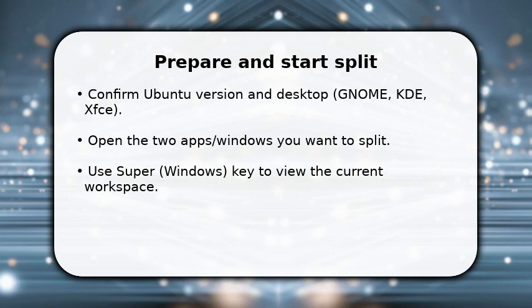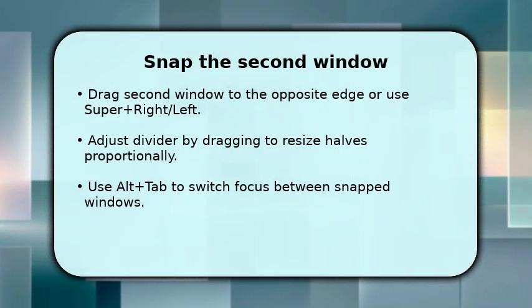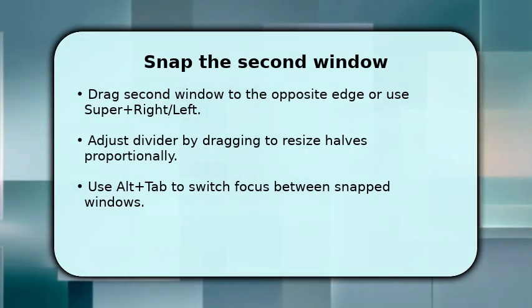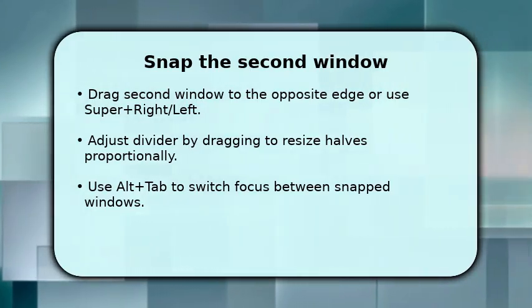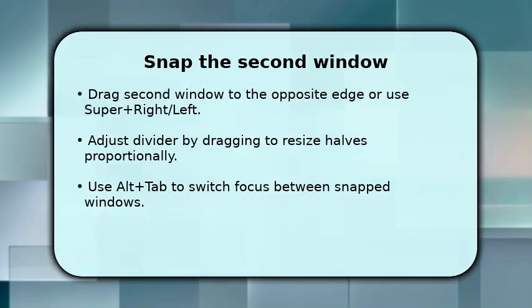opposite side immediately. Next, take the other window and drag it to the opposite edge, or press Super plus Right or Super plus Left to snap it opposite the first. This creates a 2-up split with a draggable divider between them.